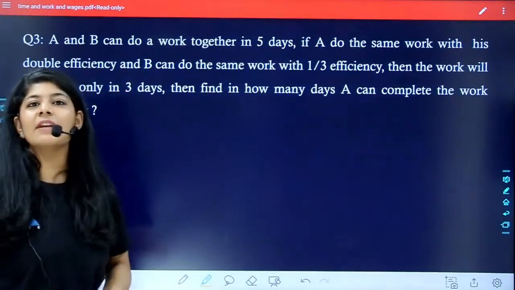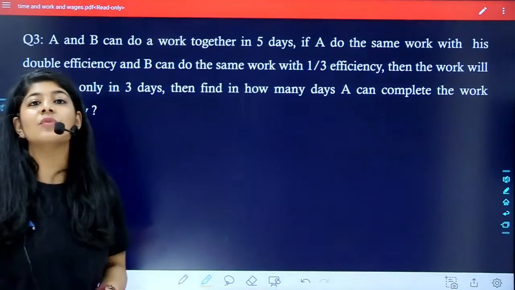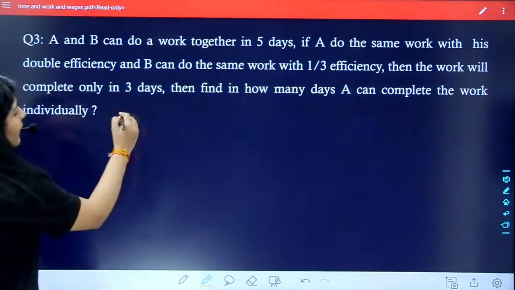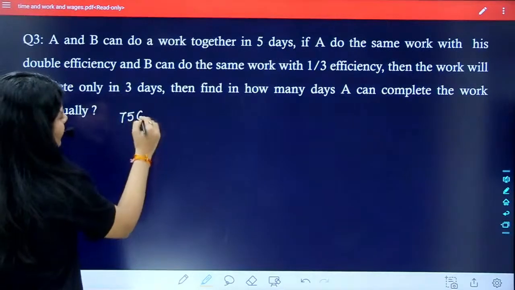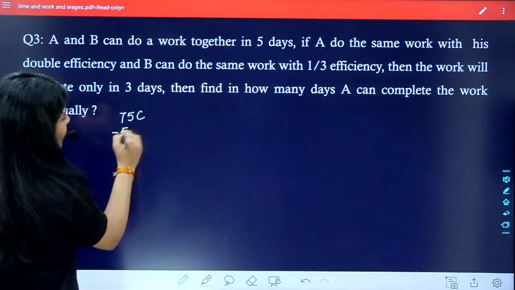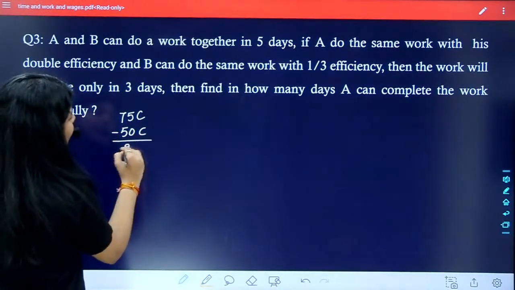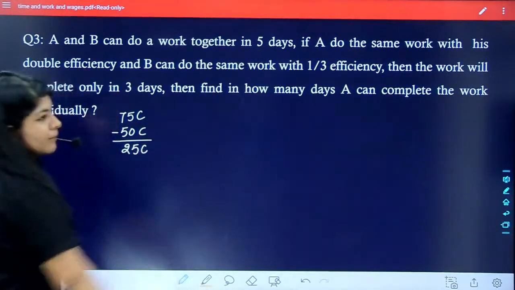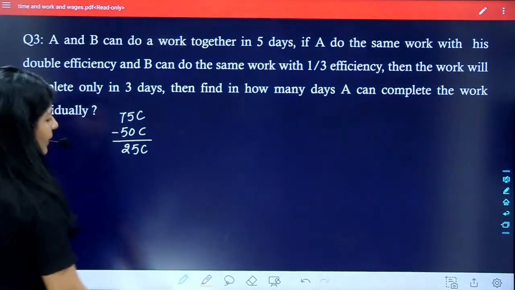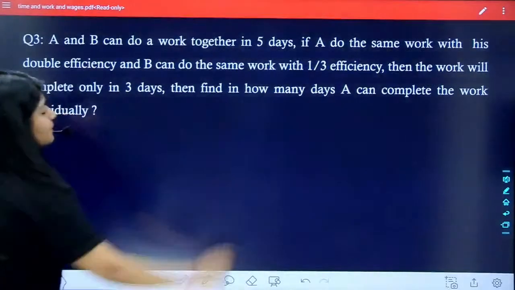Tuntun, it is given in the question that he fired 50 children. Initially, we are having 75 children, and if we fired 50 children from that, we are left with just 25 children.